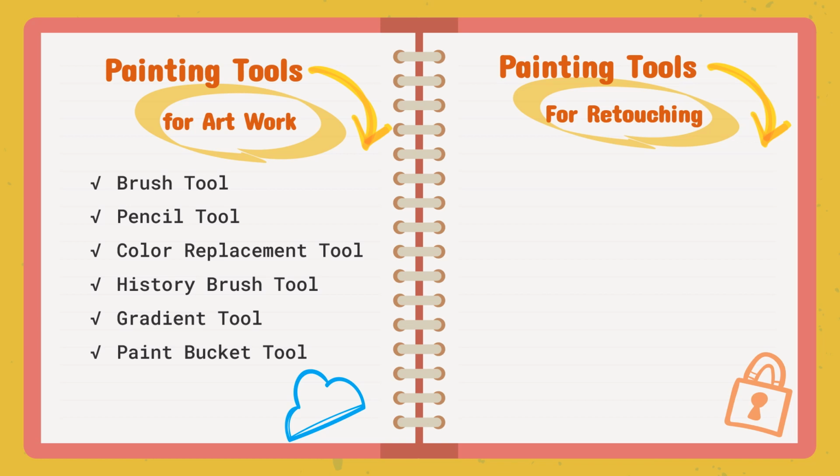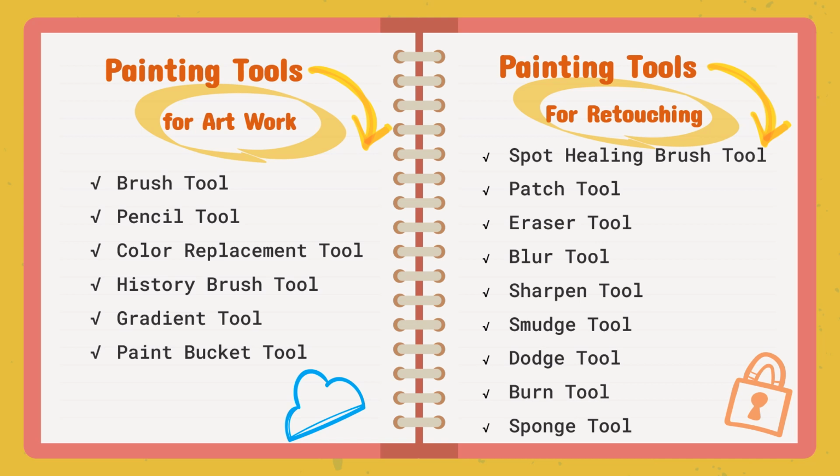Painting tools for retouching, that means for doing some editing or making some changes in the images: spot healing brush tool, eraser tool, blur, sharpen, smudge, dodge, burn, and sponge tool. All these tools can be used for retouching in photographs.